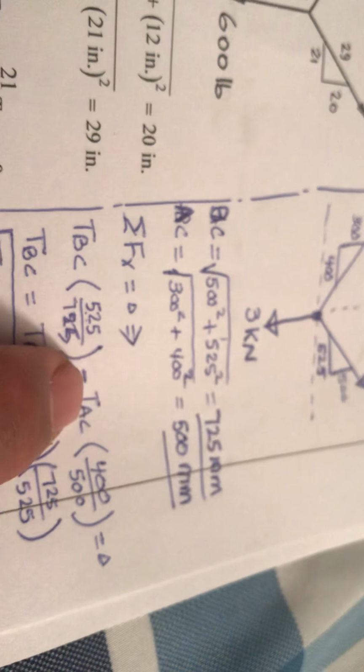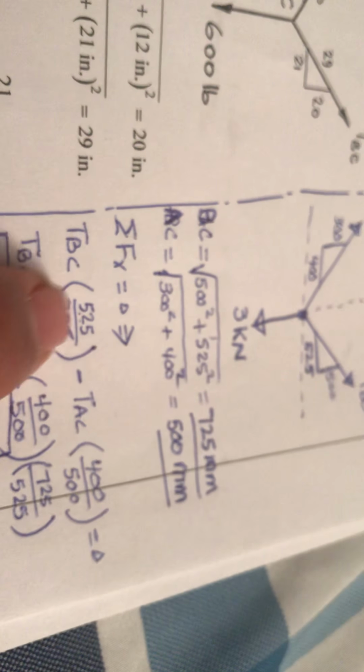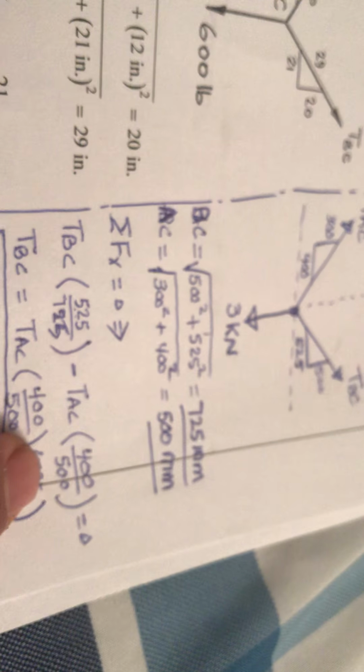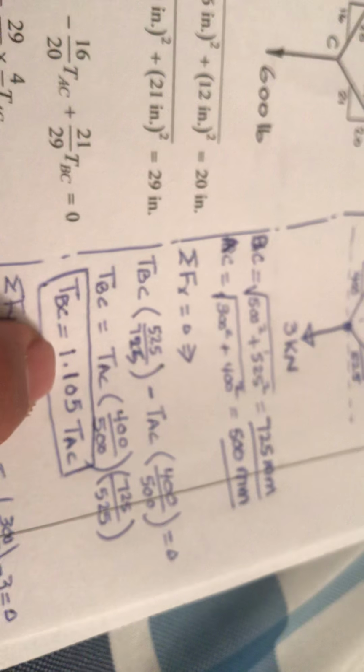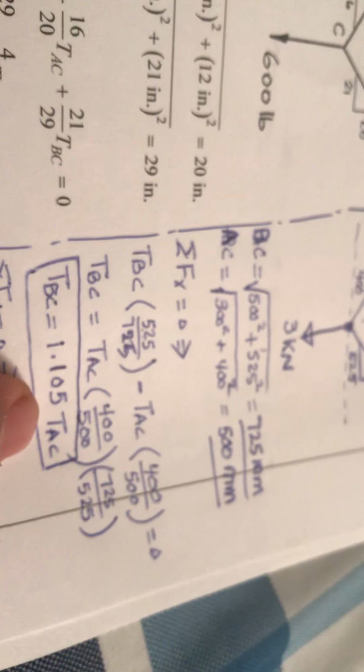Of course, if you take this one to the other side, this is going to be 400 over 500, and this is going to be upside down, 725 over 525, you'll end up with TBC is equal to 1.105 TAC. So the tension in cable BC is equivalent to 1.105 times the tension in cable AC. Now this is summation of forces at X.